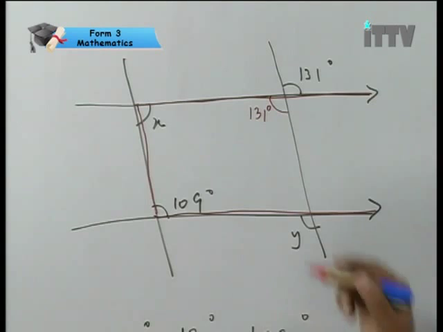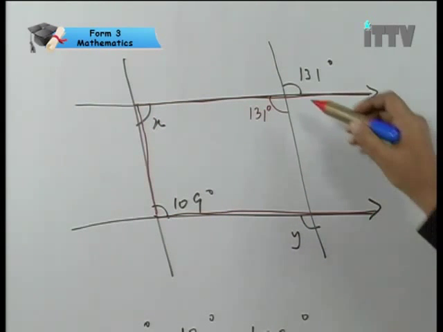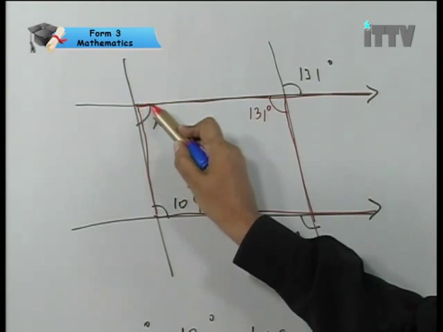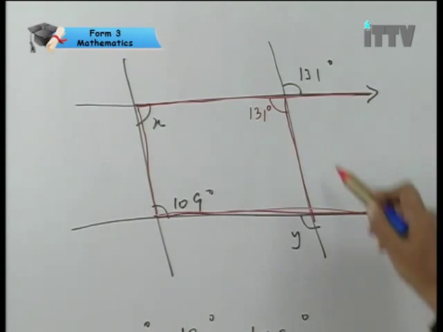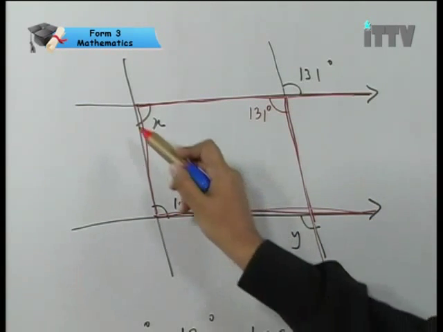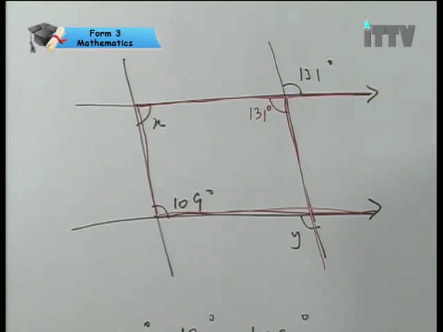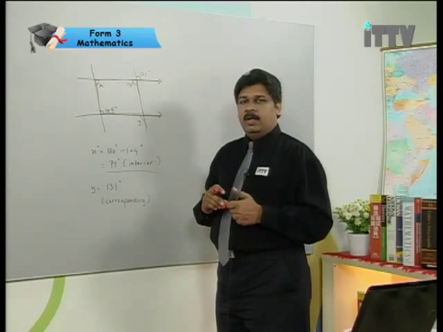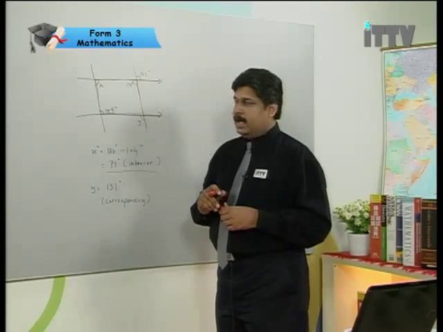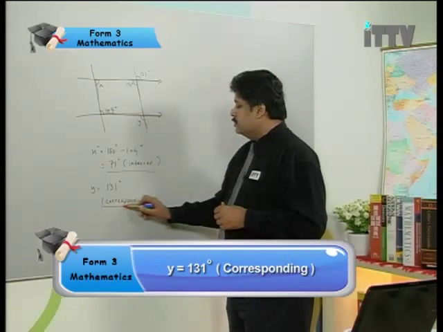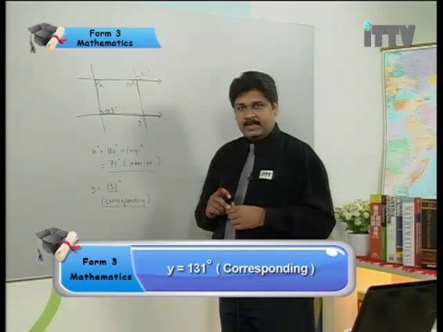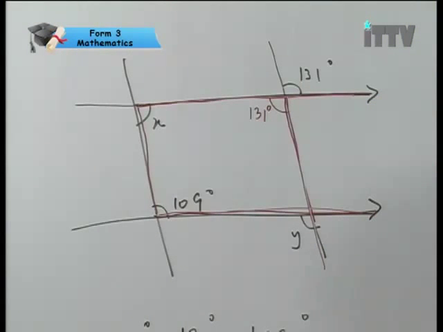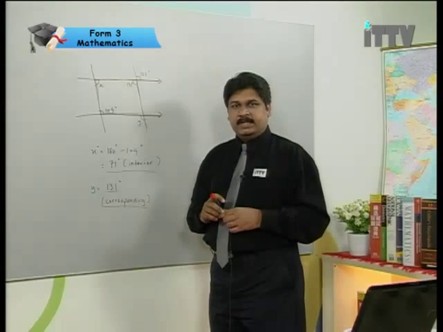The next step is, since these two lines are parallel, I can draw another line across here, that is the transversal. As such, this parallel line and this parallel line together with the transversal will form the letter F. If you remember, the letter F connotes corresponding angle. And being corresponding angles, both values are equal. As such, y is equivalent to 131 degrees because y is a corresponding angle to 131 degrees. Let's move on to the next question.